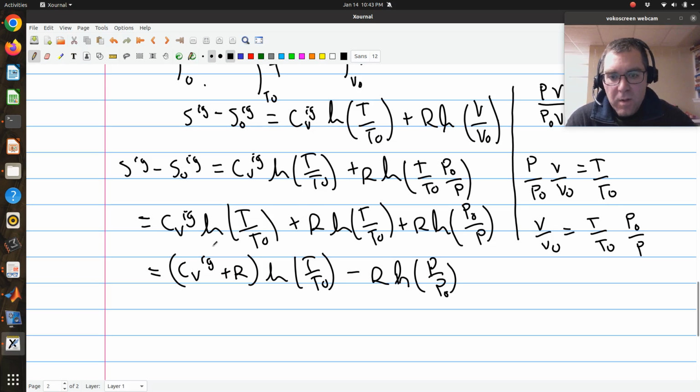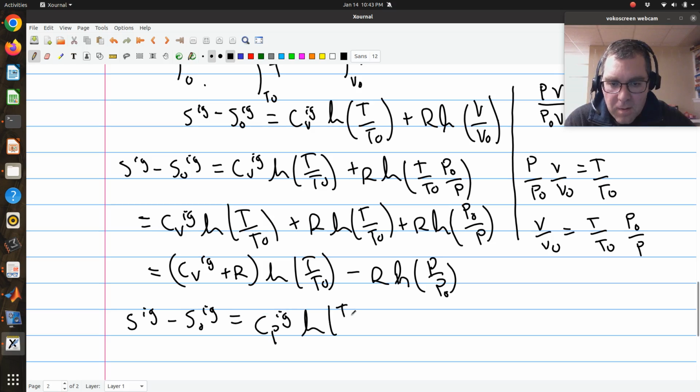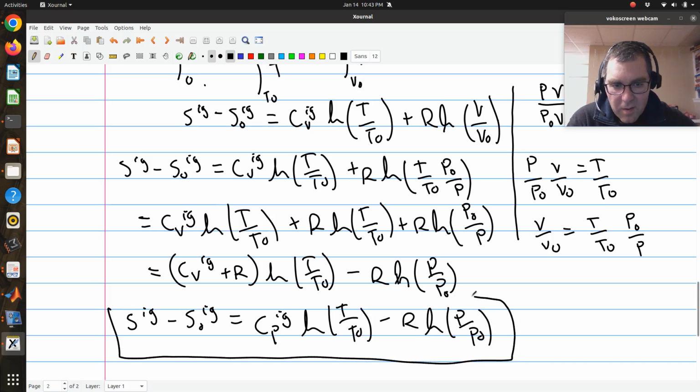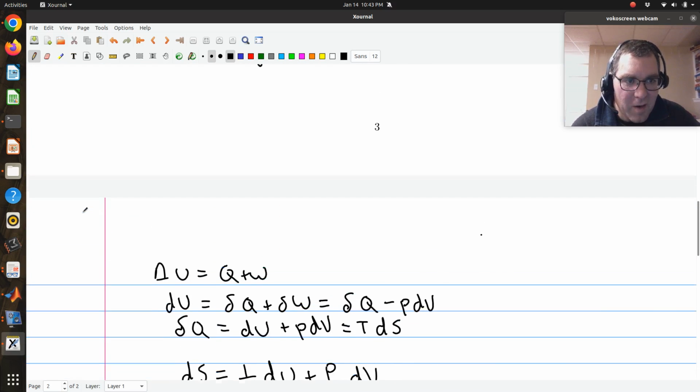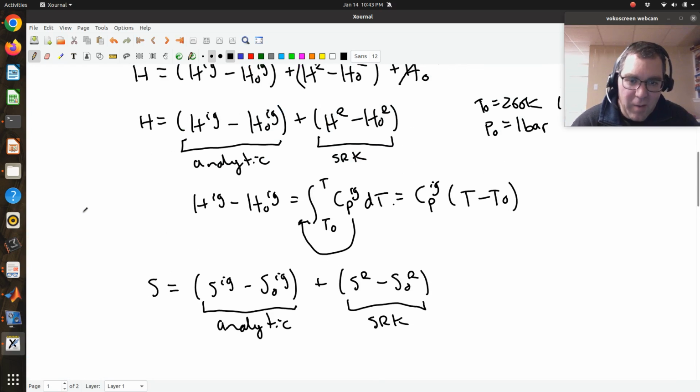So Cv ideal gas plus R, well, that's just Cp. So I end up with the final expression: S ideal gas minus S naught ideal gas is equal to Cp ideal gas log T over T naught minus R log P over P naught. Whew. So again, a little more cumbersome getting to the equation, but once we have it, we have it.